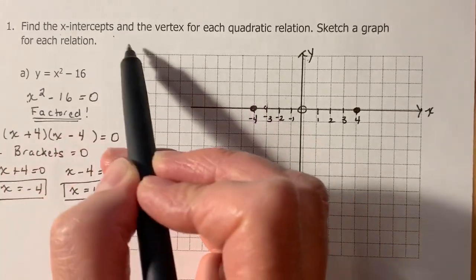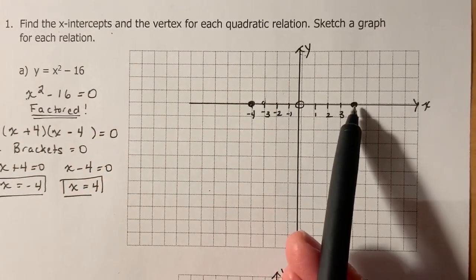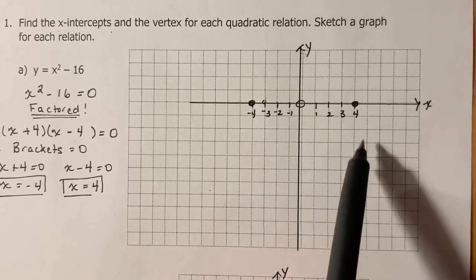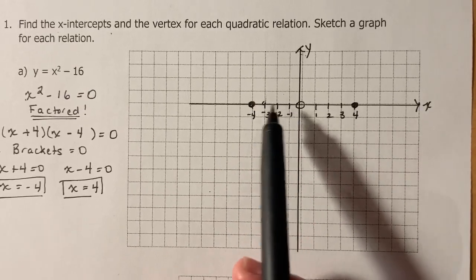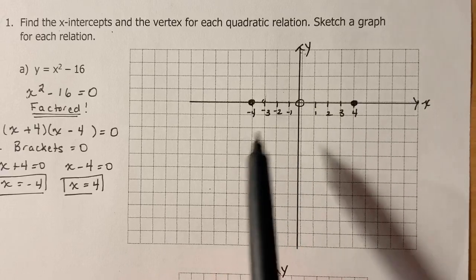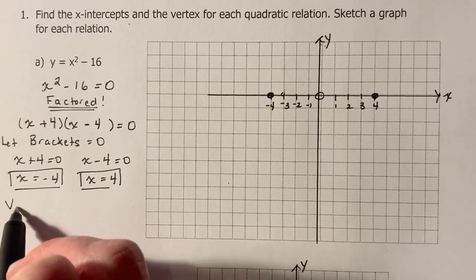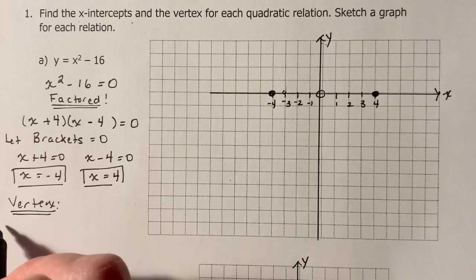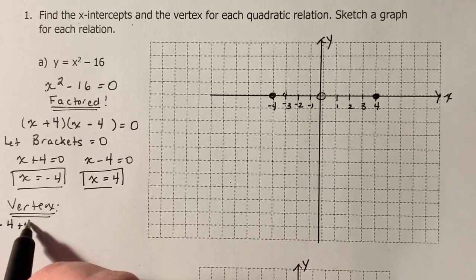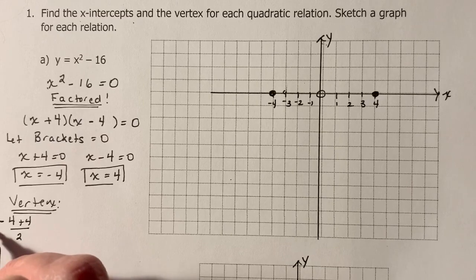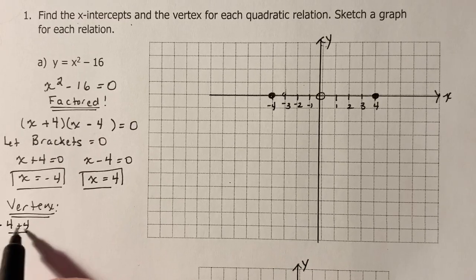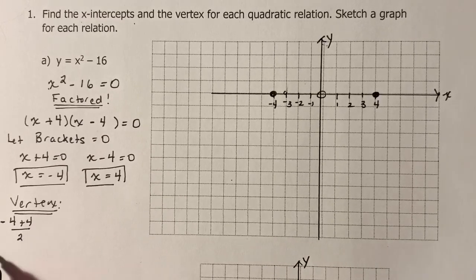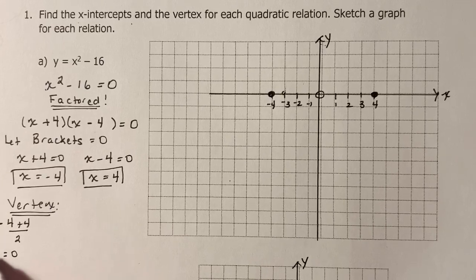So now I've done this part. I found the x-intercepts. I'm going to find the vertex. Remember, because of the symmetrical nature of the parabola, the vertex is going to be at the halfway point between the two x-intercepts. So once again, to find the vertex, you take your two x-intercepts and you add them together, divide by 2. So x at the vertex is -4 plus 4 is 0, divide that by 2 is 0.